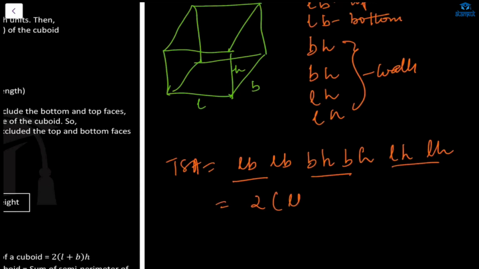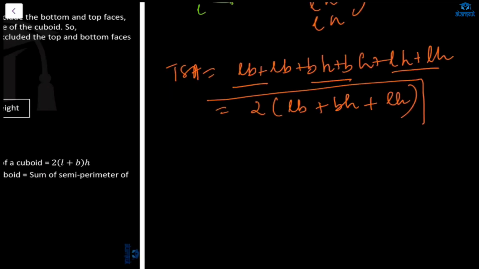LB plus B. Excuse me, ma'am. Yes. I have a question. Okay, come fast, Shazan. So this is your TSA. This is your total surface area.